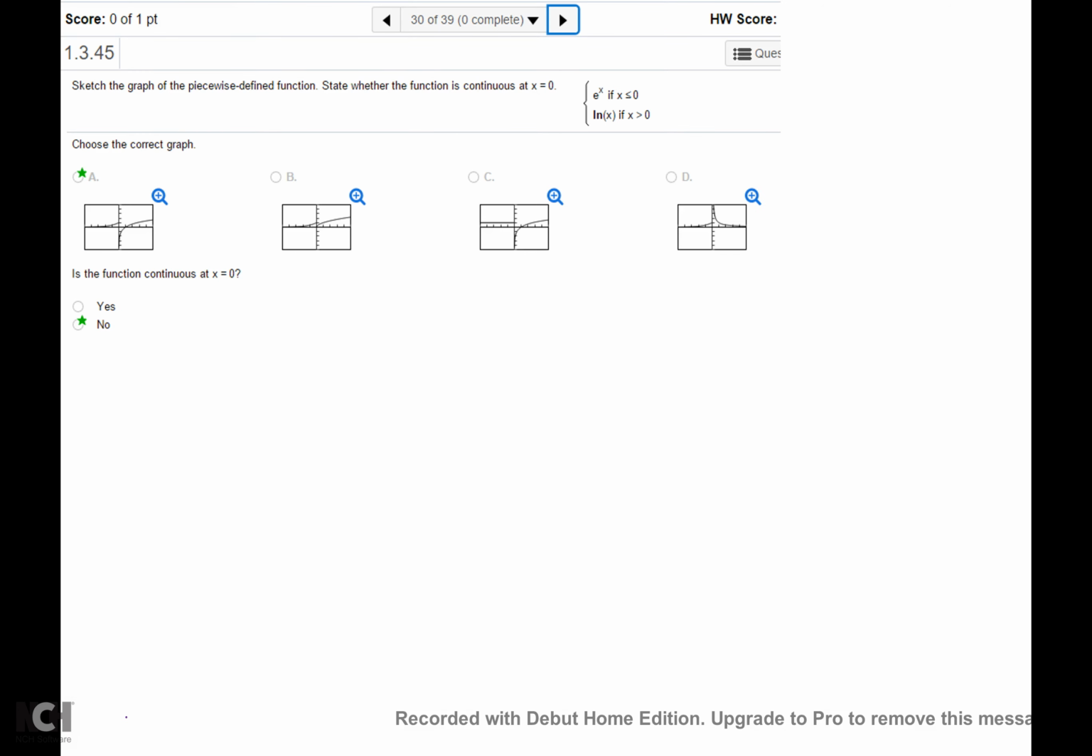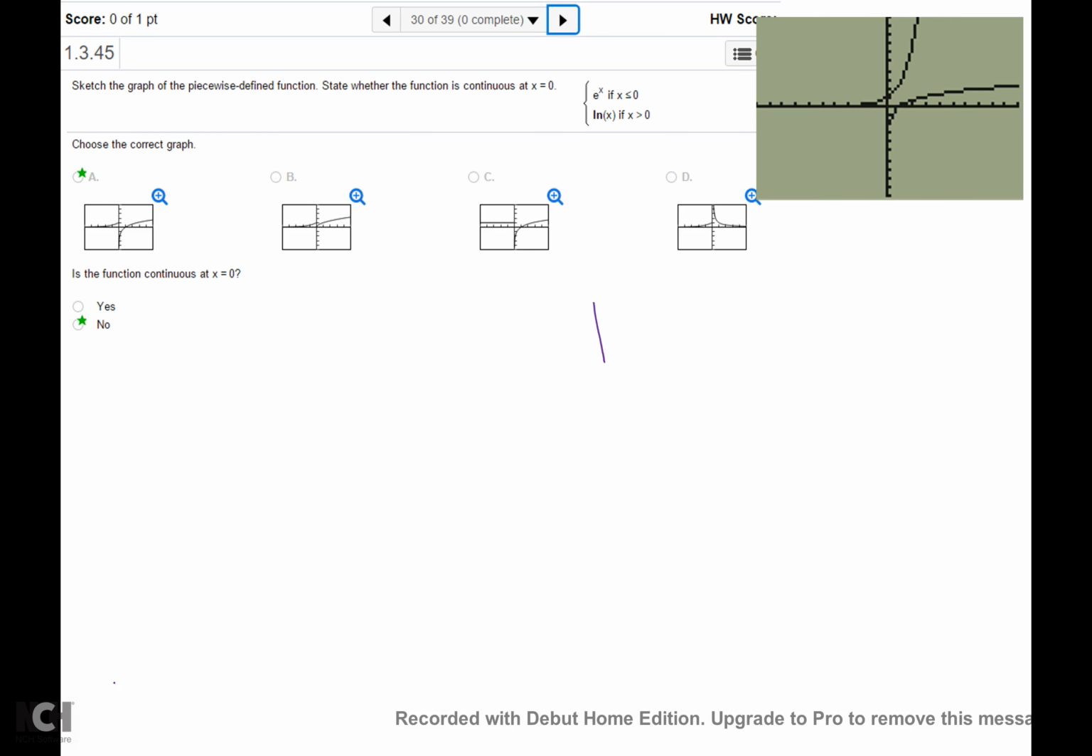Okay. Sketch a graph of the piecewise function. State whether the function is continuous at x equals 0. What I do on this is, I think, did I do it on the computer? Yeah, I did. Okay, so I typed in e to the x first, which is going to be this function right here. But they want it for x is less than or equal to 0. So I only want this much of it. I don't want any of that.